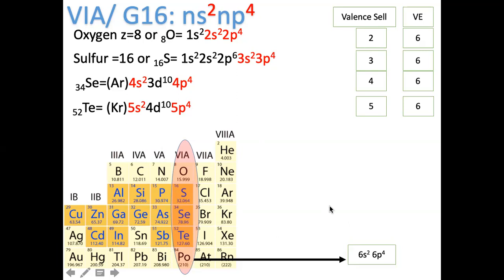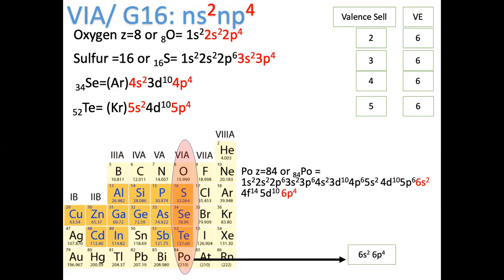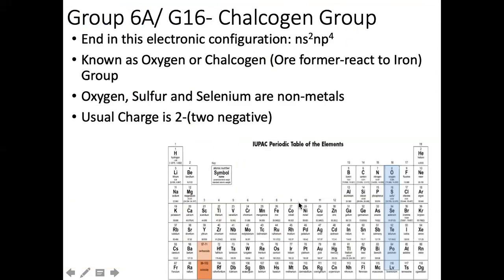And let's do the electronic configuration for polonium. That would be 6s2 and 6p4. Okay? The ending of this is ns2 and np4, and group 6 is known as the oxygen group or the chalcogen group. Chalco means ore, and gen means genesis, and that is why they are called ore formers, wherein these elements can usually be found in rocks.